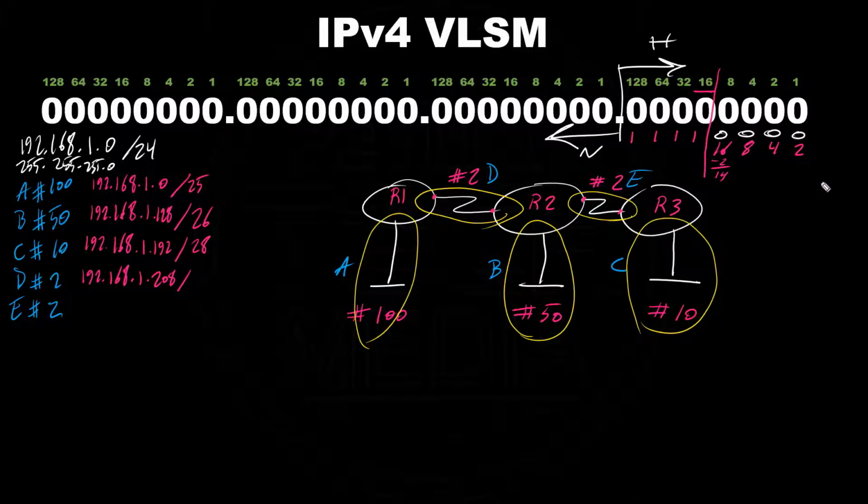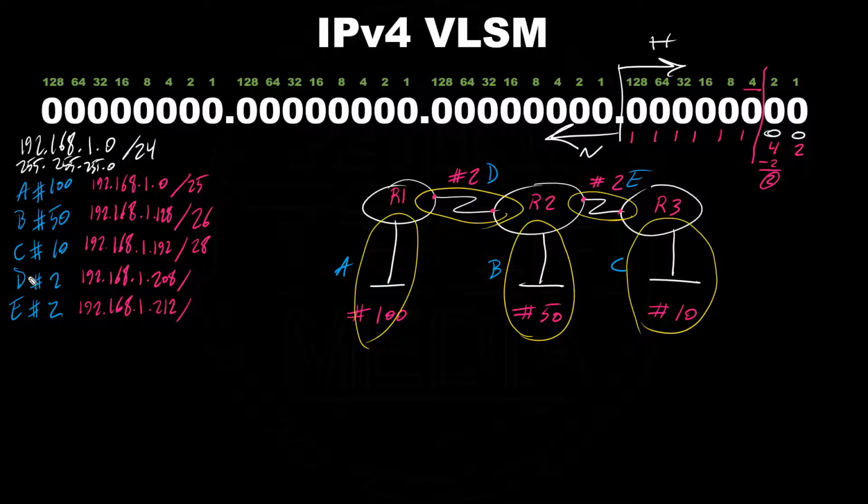Again, counting, going from right to left. Number of hosts, 2, 4. 4 is good. Minus 2 is 2. So we can stop here. Let's erase all this. And now the last bit that is turned on is 4. It's incrementing by 4. So 192.168.1.208 plus 4, that's 212.